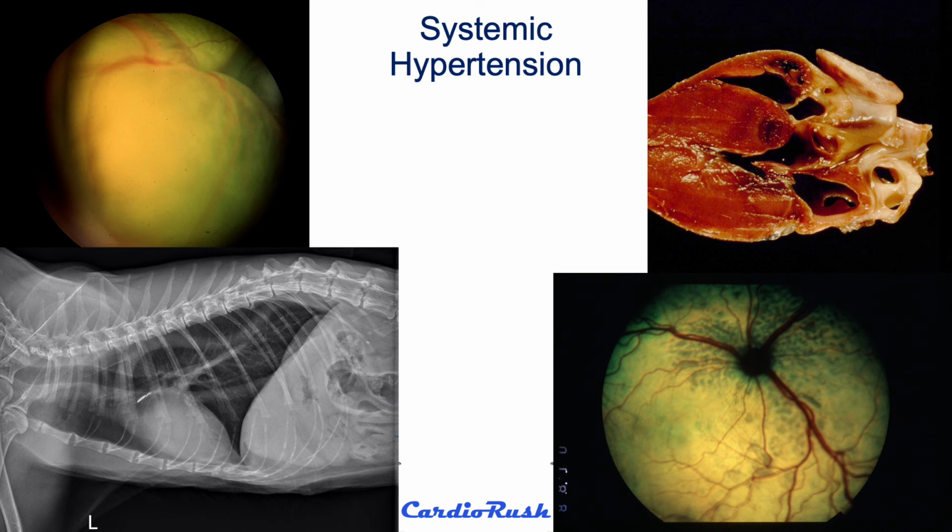And here are some examples of changes that can happen with systemic hypertension. We have retinal detachment here, as well as on the bottom panel here with a little retinal hemorrhage. Left ventricular hypertrophy in the upper right panel, and mild cardiomegaly with a tortuous aorta in the lower left panel on the thoracic radiograph.